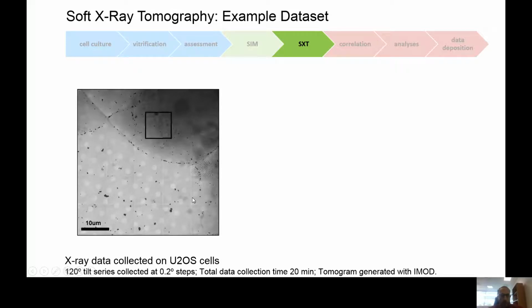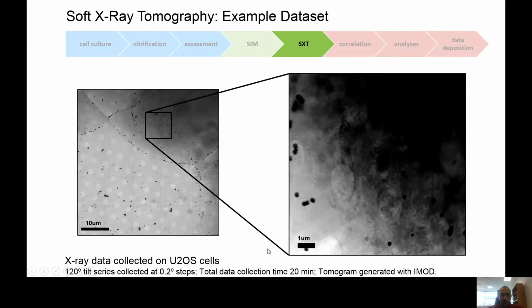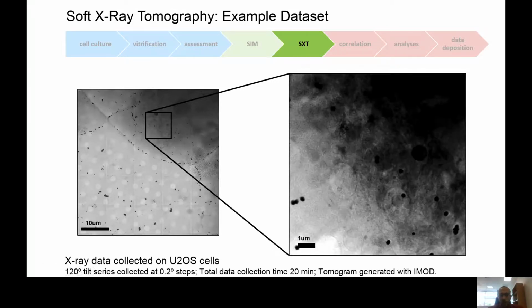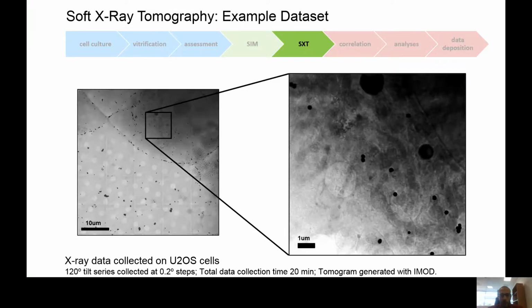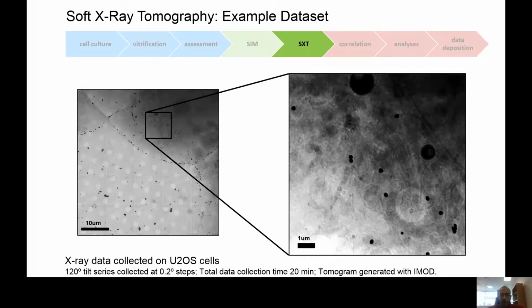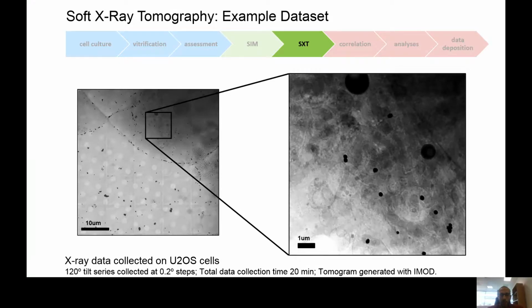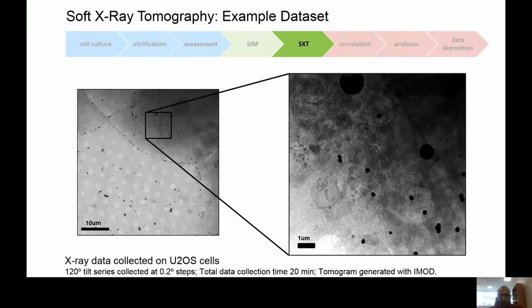And then we collect tilt series from one field of view. This is about the 10 by 10 micrometer field of view that we have with our X-ray microscope. We can collect tilt series, for example, as you can see with this figure here. This is a 120 degrees tilt series at steps of 0.2 degrees. Total data collection time is about 20 minutes for this. And this tilt series would then be reconstructed into a 3D volume using the reconstruction software IMOD.